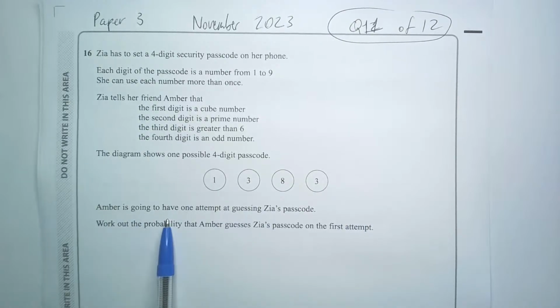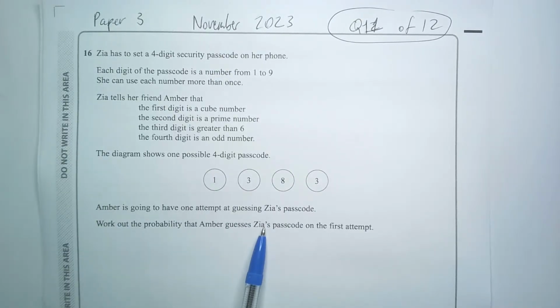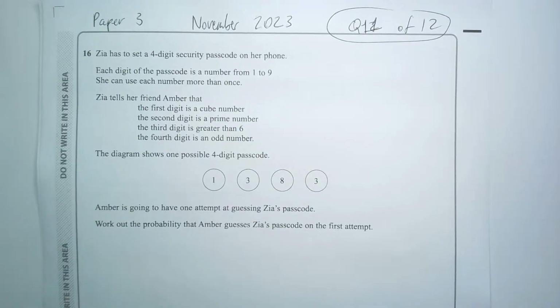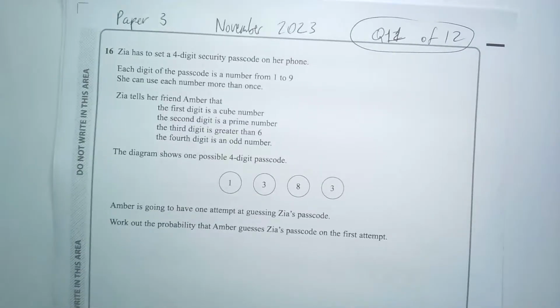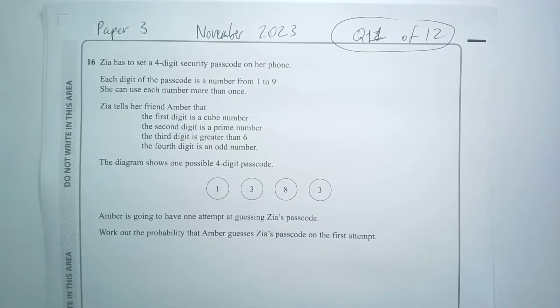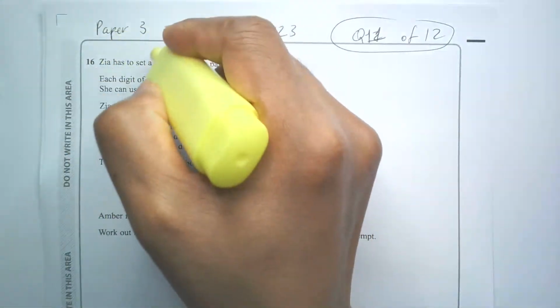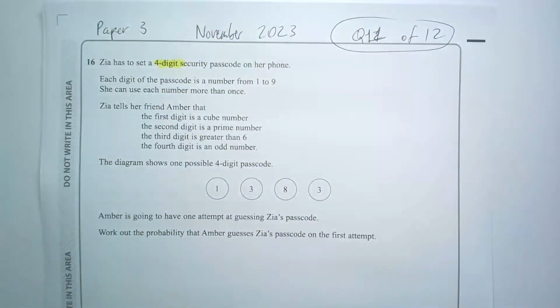Amber is going to have one attempt at guessing Zia's passcode. Work out the probability that Amber guesses Zia's passcode on the first attempt. Okay, so we've got lots of information going on here. So let's highlight the things. Zia has to set a 4-digit passcode. So that's the first thing I'm going to highlight. 4-digit security passcode on her phone.